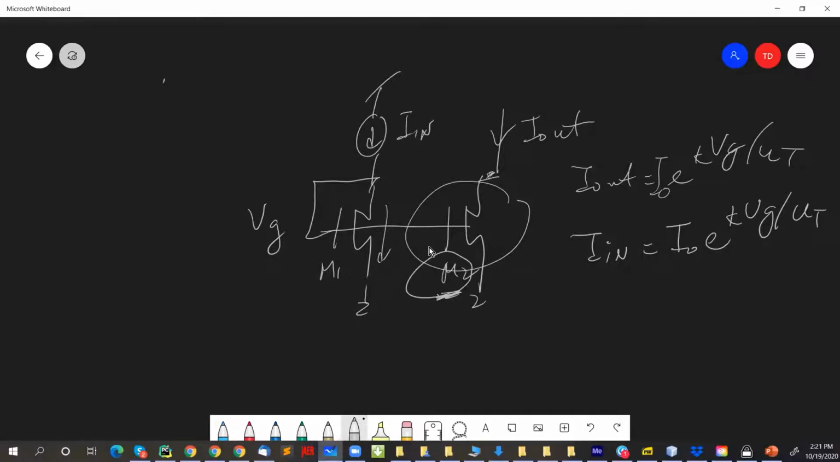Yeah. So since I've given the name, this is M2, right? If I write the current through M2, and you assume it's in saturation, then you get this equation. If I now look at the current through M1, then you get this equation, and you can see it looks exactly the same. So in the ideal situation, I out equals I in.